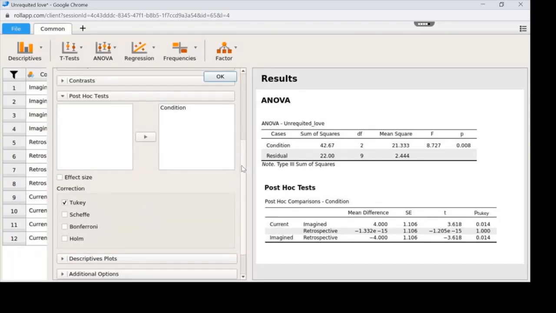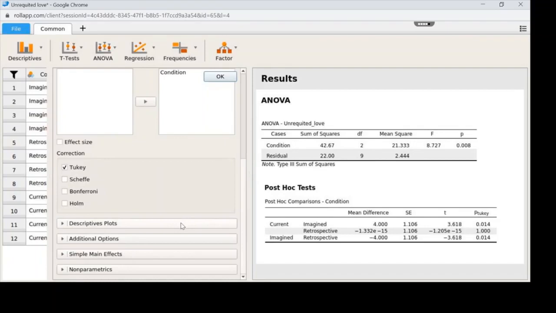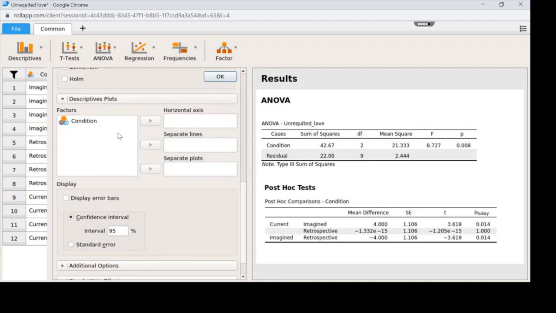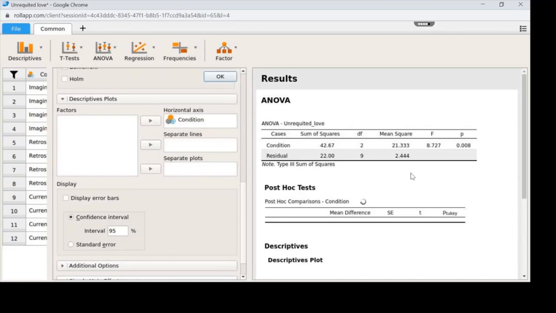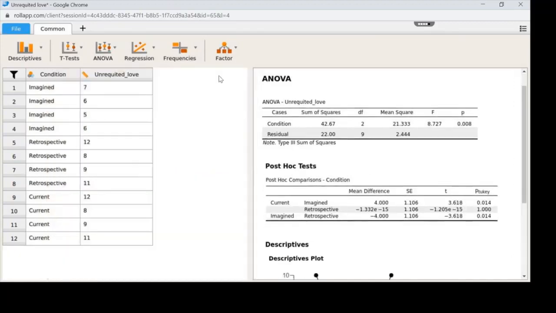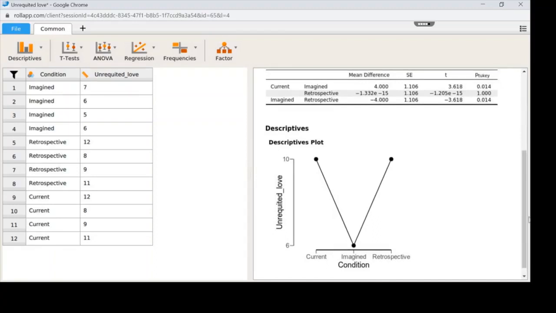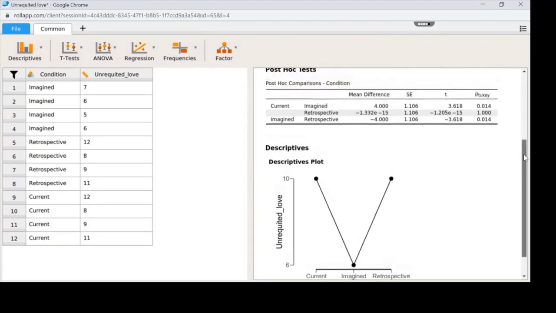And before we go any further, I always like to make a plot because I think it makes life easier for me. So I'm going to click on descriptive plot, scroll down. I'm going to move my condition over to a horizontal axis. And now what I'm going to see, if I click OK, is I have my post hoc test and a picture that helps me see it. So this gives you somewhat of a visual. Do not only rely on this picture though, because see how it goes from 6 to 10? It may be misleading. This just gives you a sense for what's happening, but you really need to check your data up here.